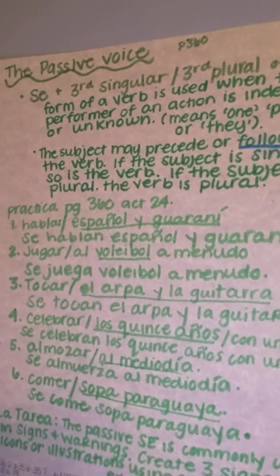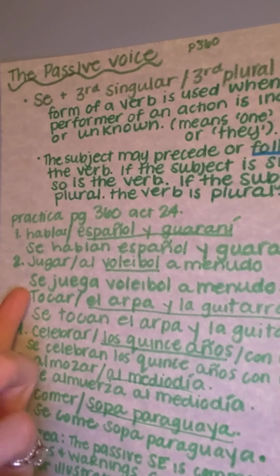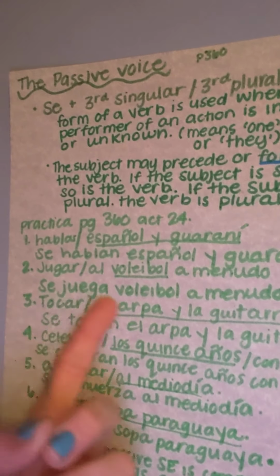Número 2, jugar al voleibol a menudo. So a menudo is an expression that means once in a while, often. So we would say se juega voleibol a menudo. Why are we using third singular here? Because we're saying that they play, one plays, people play volleyball. That's one sport, one subject. Although we're modifying that subject by saying once in a while, doesn't matter.